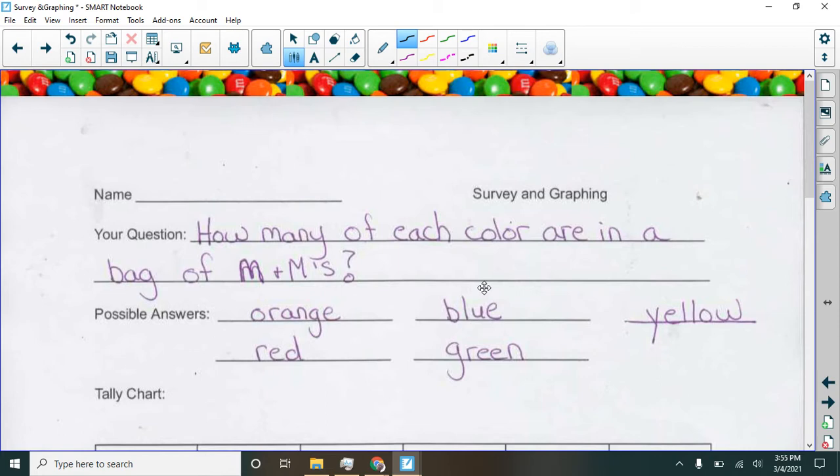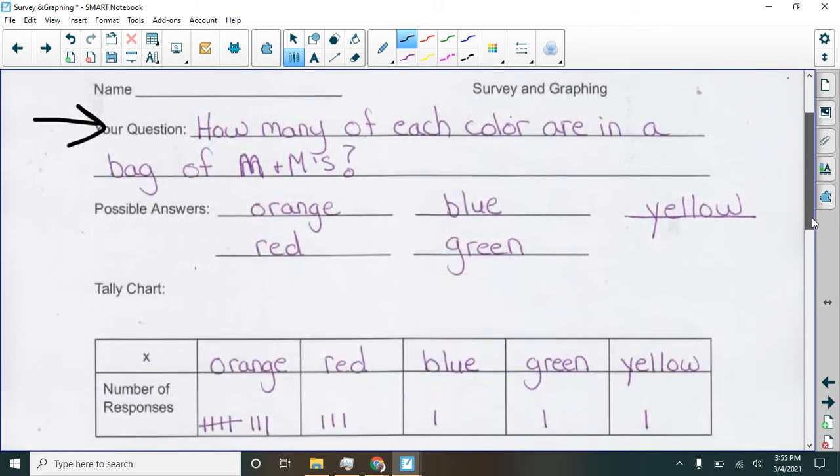How many of each color are in a bag of M&Ms? That is the question that we decided to ask. Now, your question is going to be, you're going to be actually going out and getting information from other people. So this model is close, right? It shows you the type of thinking, but yours will be a little bit different. I'll get into that later. The possible answers in this bag were orange, blue, yellow, red, and green. So I guess this bag didn't have any brown, like I was talking about.